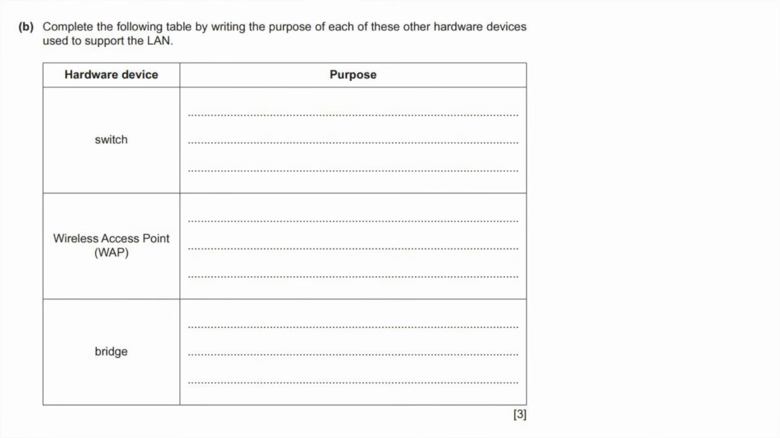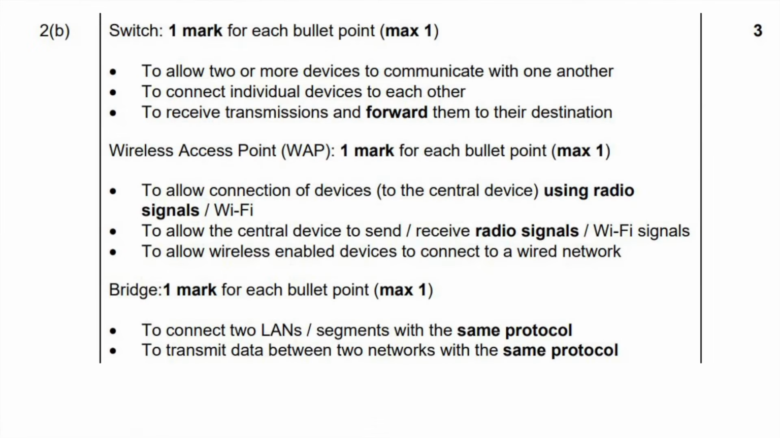So we've got an A-level question. Complete the following table by writing the purpose of each of these other hardware devices used to support the local area network. We have switch, wireless access point, and bridge. So a switch allows two or more devices to communicate with one another, and allows us to receive transmissions and forward them to their destination. So basically it allows communication between two devices.